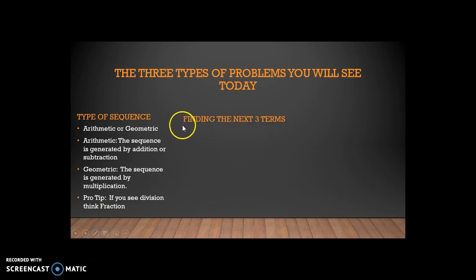Finding the next 3 terms is the second part to this lesson. This is probably the easiest. Once you figure out the common ratio in the geometric sequence, you're just going to be multiplying that number by the previous term to find the next. So you'll do it 3 times. Then where we get a little more abstract is finding the nth term.